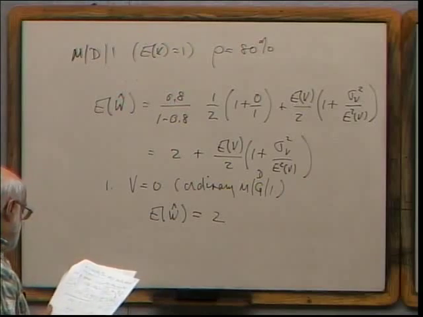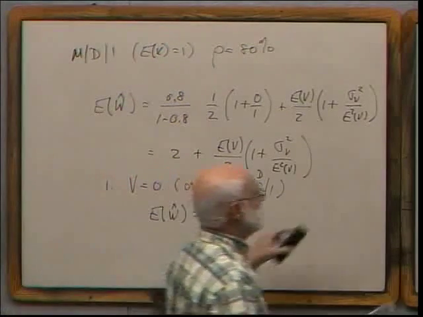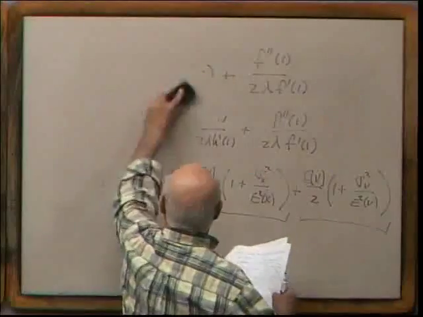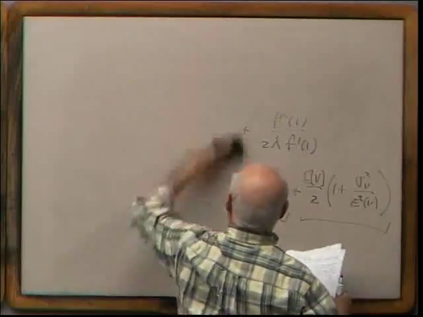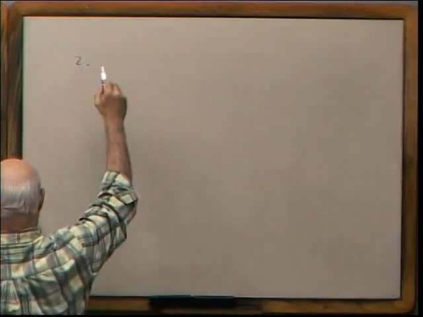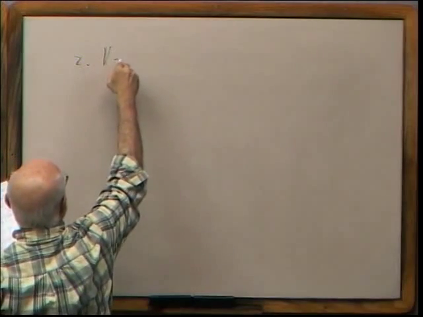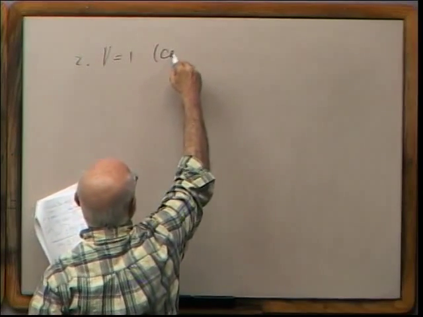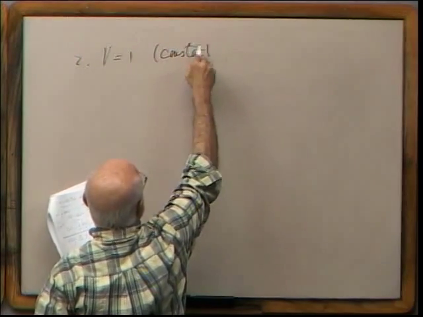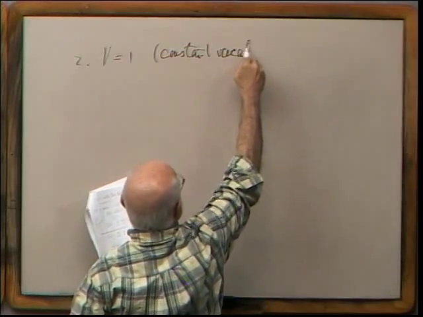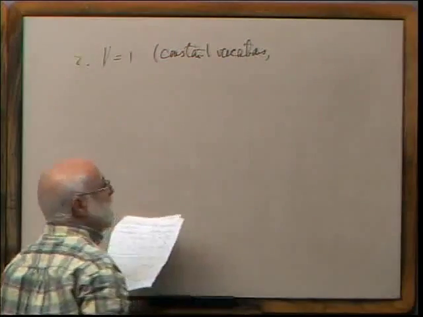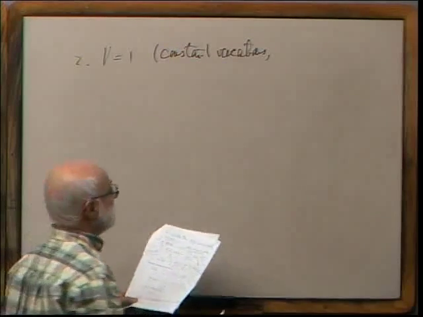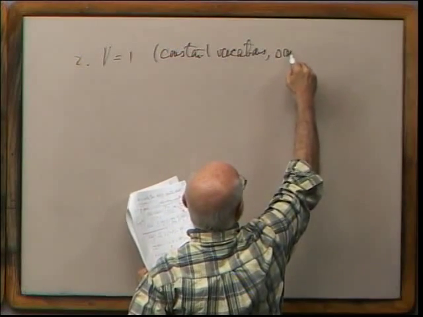All right, so let's look at case number 2. Suppose that V equals 1. In other words, I'm going to choose constant vacation times and each vacation has the same length as a service time.